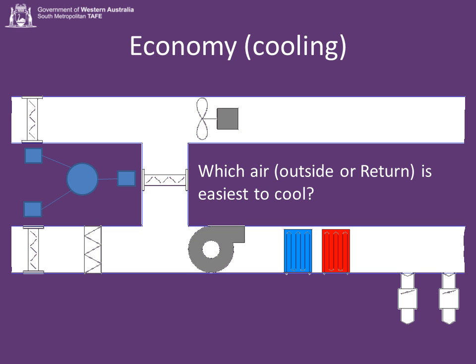So, we want to cool the air. We want to cool it as economically as possible. So, which air should we take? We can either take return air coming back from the building, or we can take outside air from outside. Now, you might think to yourself, well, return air, that's already been conditioned. That's already been air conditioned. So it must be cheaper to take that because it'll be cooler. So you'd think that our preference would be to take return air and just put minimum outside air in. But that's not always the case.